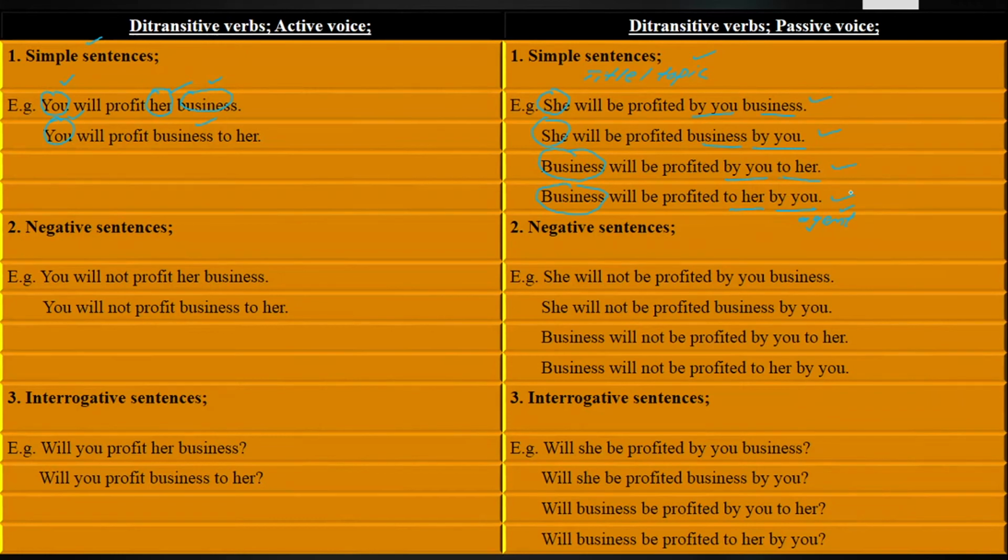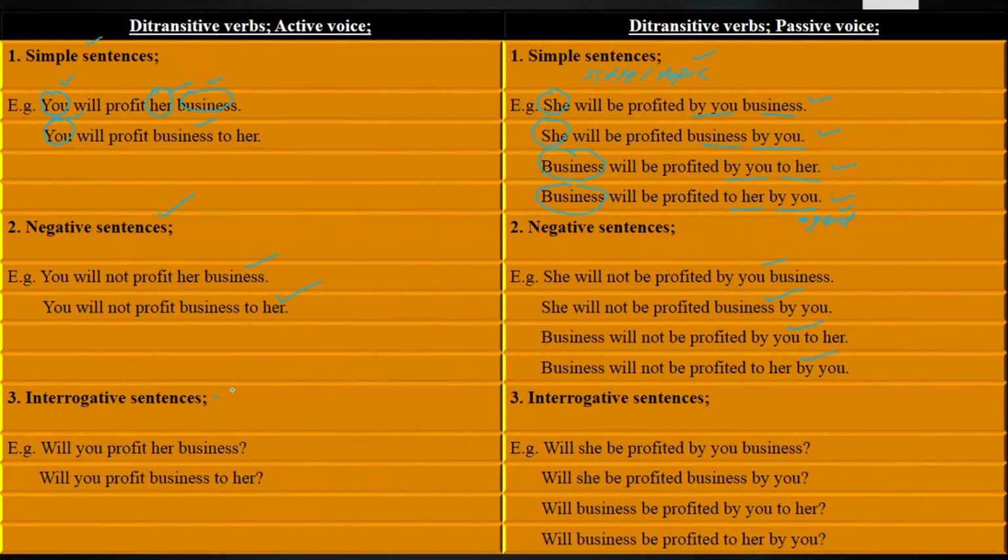Next we have the negative sentences. Those sentences in which we deny the statement, reject the statement and refuse the statement are called negative sentences. You will not profit her business. You will not profit business to her. And there are four ways to change them into passive voice. She will not be profited by you business. She will not be profited business by you. Business will not be profited by you to her, and business will not be profited to her by you.